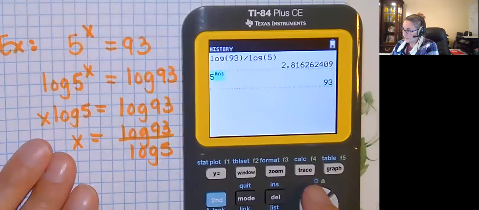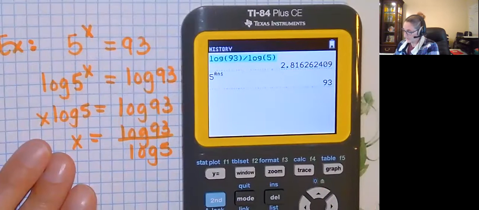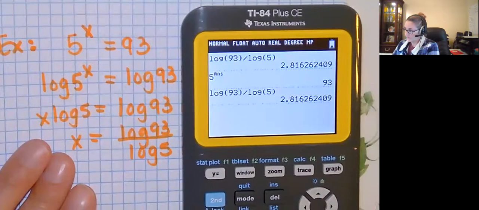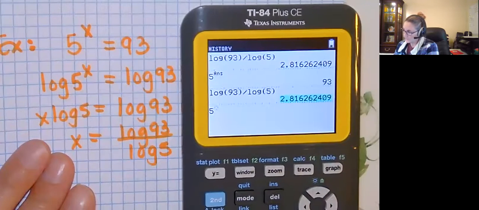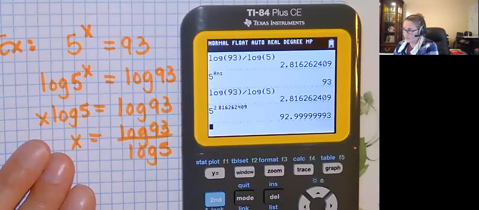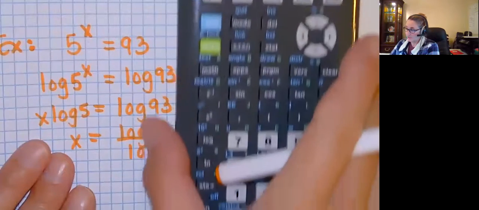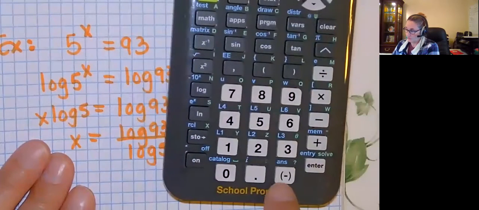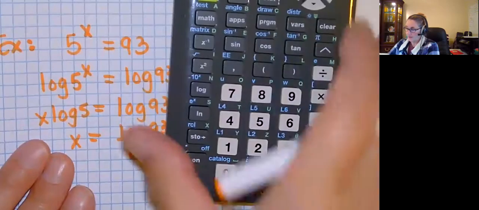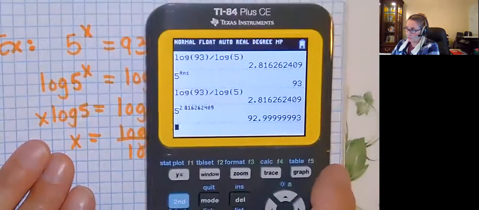Now, if I had come up here and snagged this answer, and I would have done 5 raised to that and come up here and gotten this, I'm not going to get exactly that answer because this is probably a rounded answer, not the exact answer. And you see I'm slightly off. It would round up to 93. But again, if I use answer from down here, it will actually compute the whole answer without it being rounded.